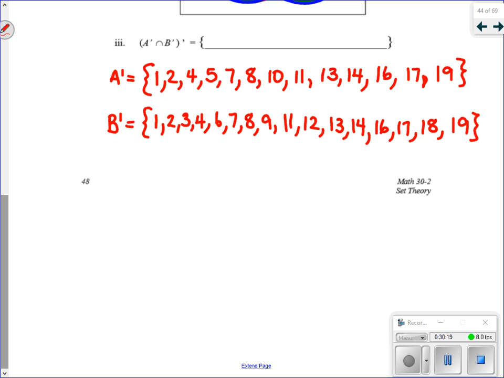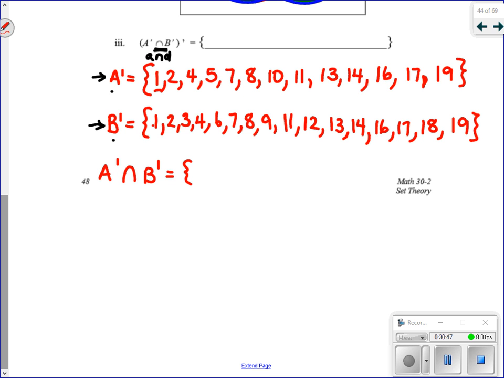Now this question says we need to figure out what the intersection is, where A prime, this set, would intersect this set. So it would be in this set and in this set. That's what intersect means. Okay, so let's list what A prime intersect B prime would include. It would have to be in A prime and B prime.